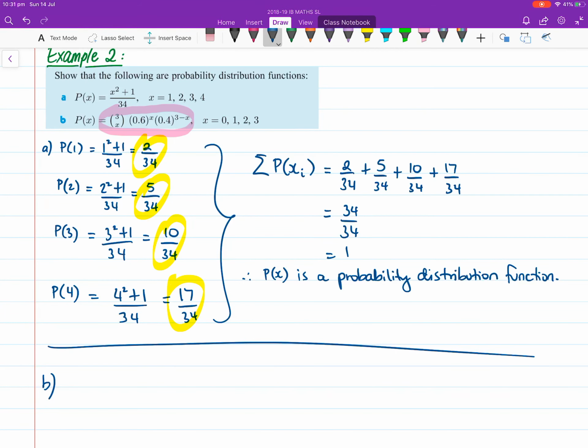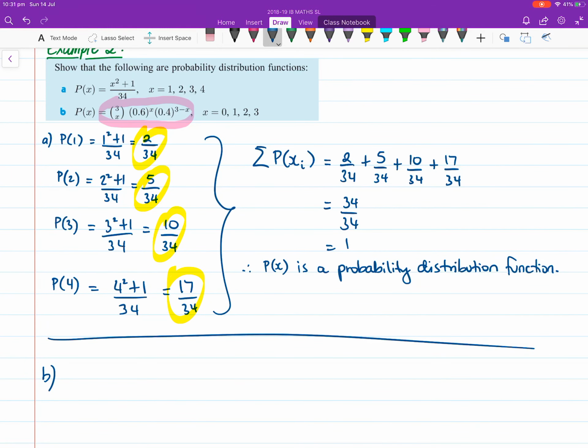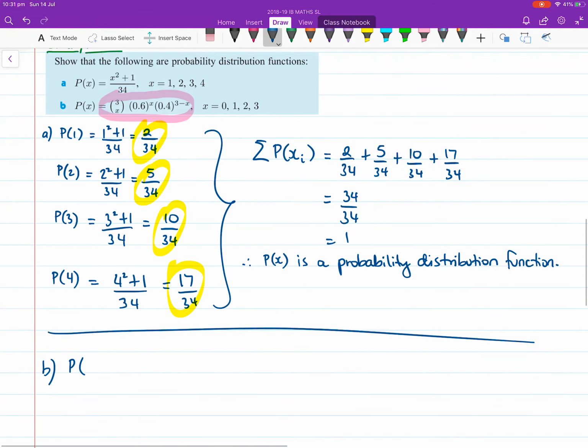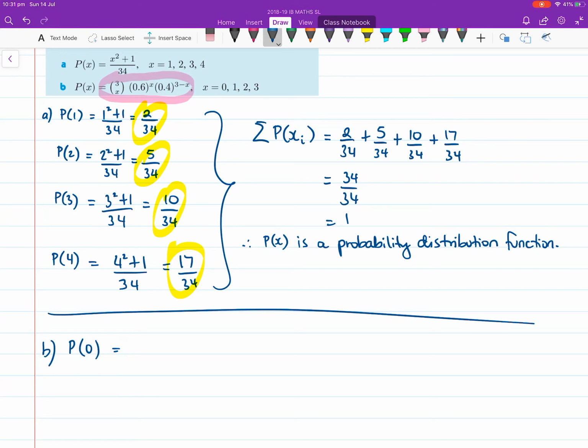This looks like when we used the binomial theorem and we wrote out the nth term in your binomial expansion. You've got the n choose r notation, or nCr, up the front, and then your two events to the powers of however many times each occurs. So we're just going to sub in again here and see what we get. For P, it starts from 0 and goes to 3. So let's go P(0) equals, now remember this is 3 choose 0.